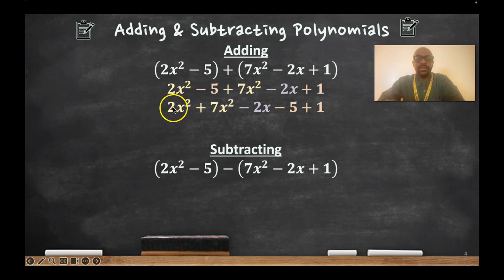So when I combine like terms, I have 2 plus 7 is 9, so I have 9x squared. Negative 5 plus 1 is negative 4. And I just bring down negative 2x because I don't have a like term for that. All right, I only have one term.